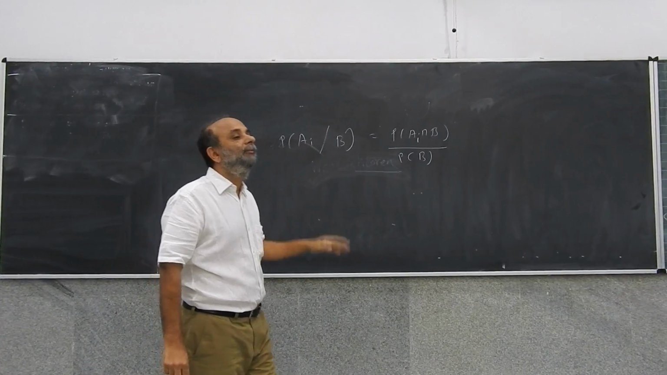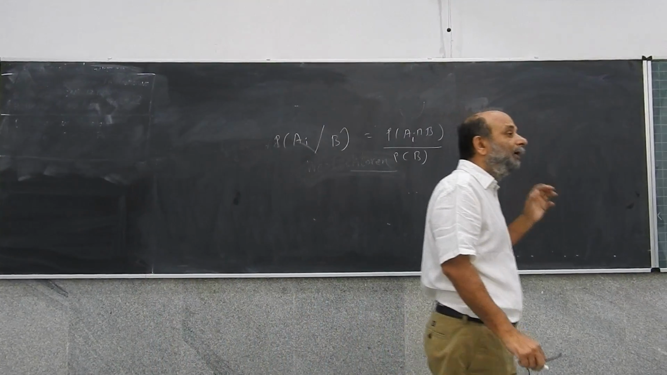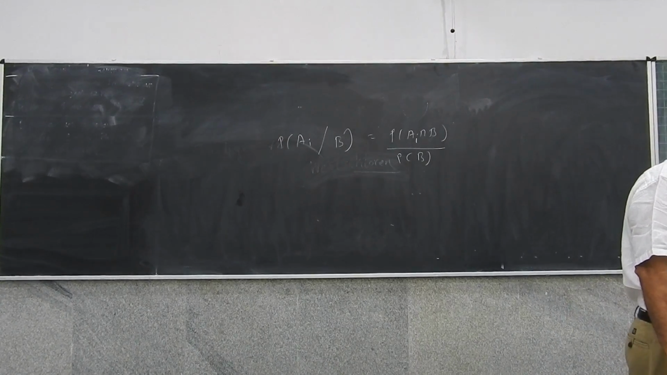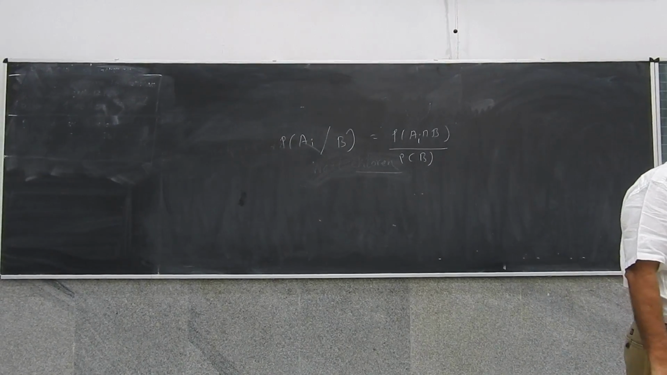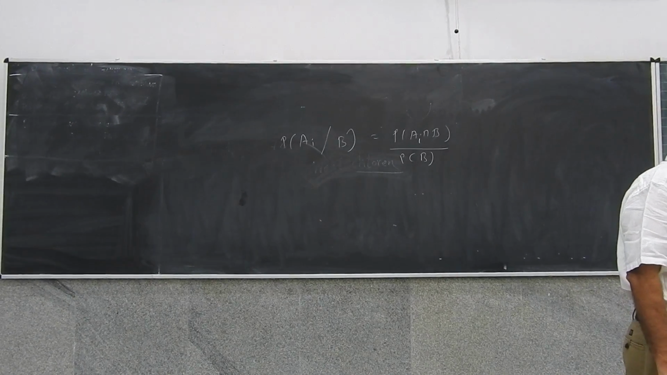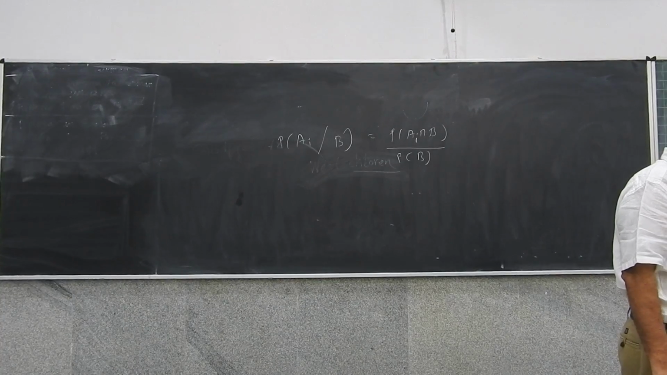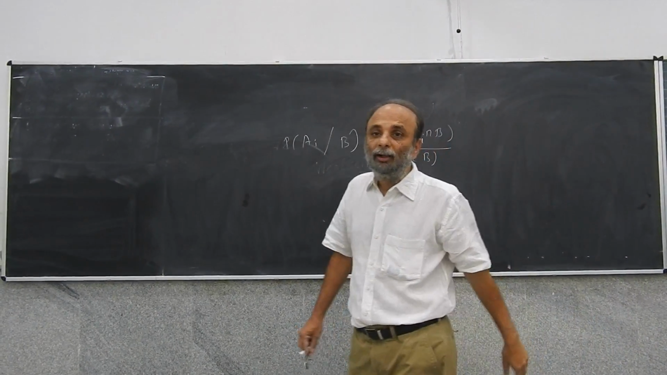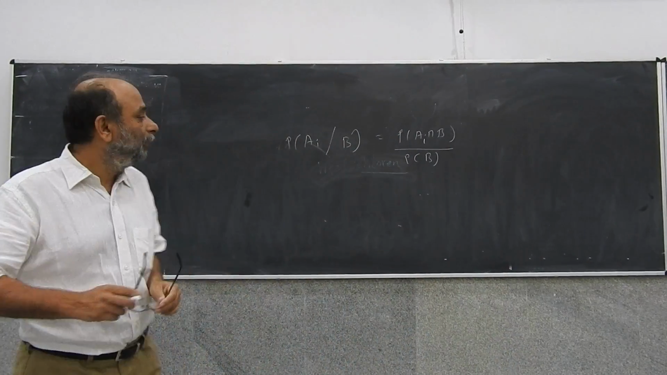P of A given B is the joint probability of A and B occurring divided by the marginal probability of B occurring, P of B. Right? Sure? If you are familiar with this formula, please look it up on Google and try to understand it well.